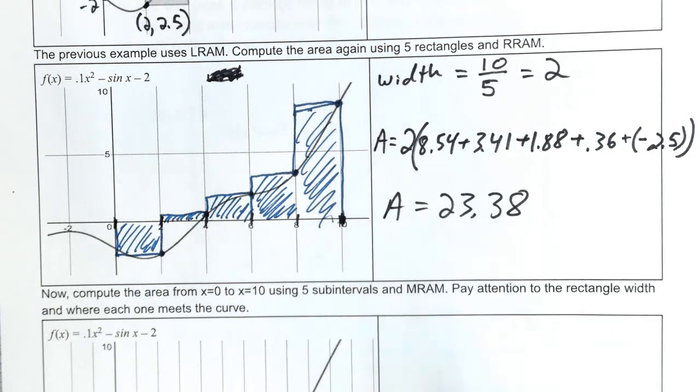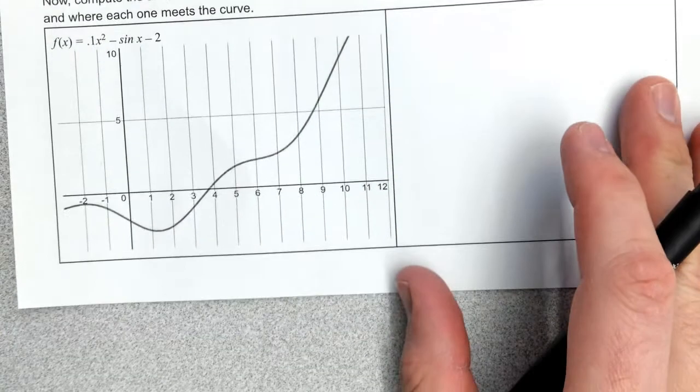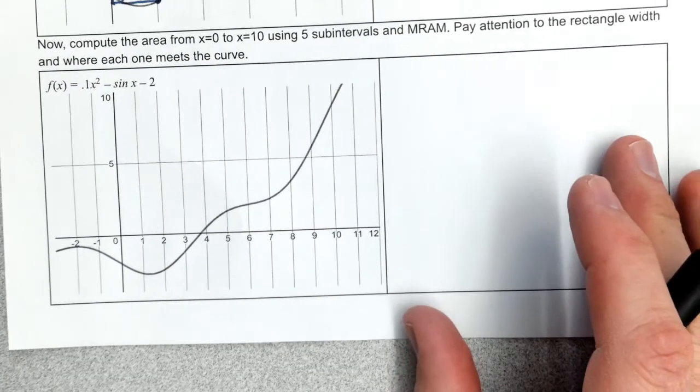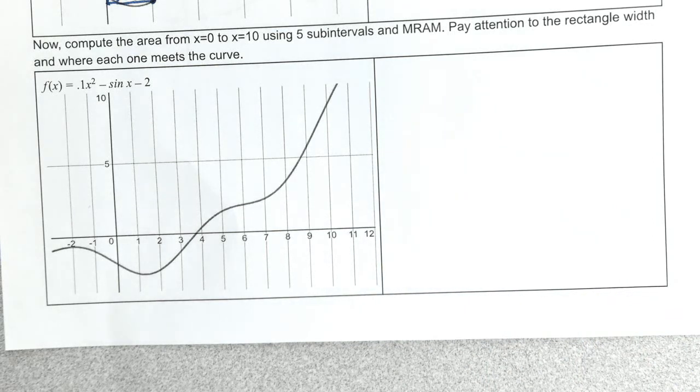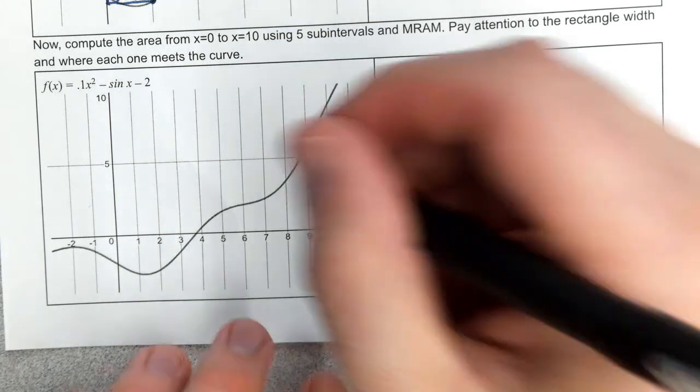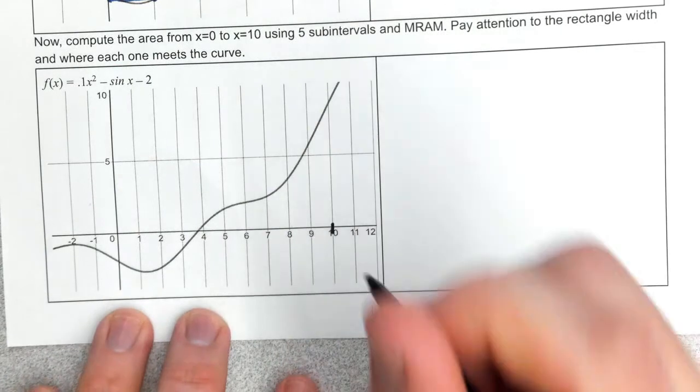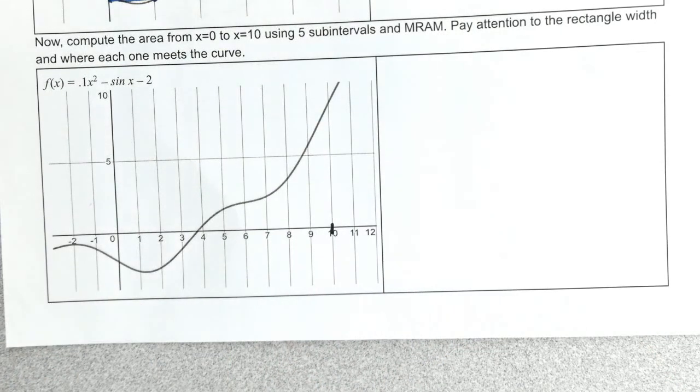We use the right-hand side of the subintervals. Okay. Now compute the area from 0 to 10 using 5 subintervals and MRAM. MRAM stands for middle rectangular approximation method, and this is going to land us in the middle of the subintervals, or the middle of the rectangle. Okay, so I got the same curve again. We're going from 0 to 10. I tried to add the lines in here at intervals of 1 so we could use the middle.